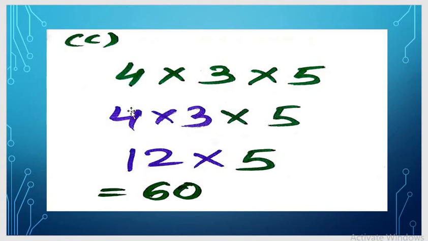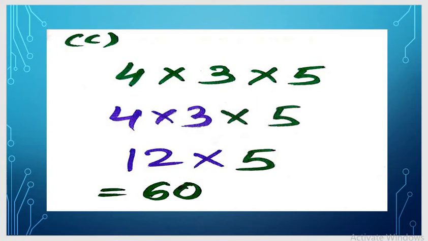So students, understood? Again I'll repeat to you. 4 multiplied by 3, and then multiply by 5. So we do the first two digits first: 4 3s are 12, and multiply by 5. So 12 5s are how many? 12 1s are 12, 12 2s are 24, 12 3s are 36, 12 4s are 48, and 12 5s are 60. Understood? So now students, let's move on.